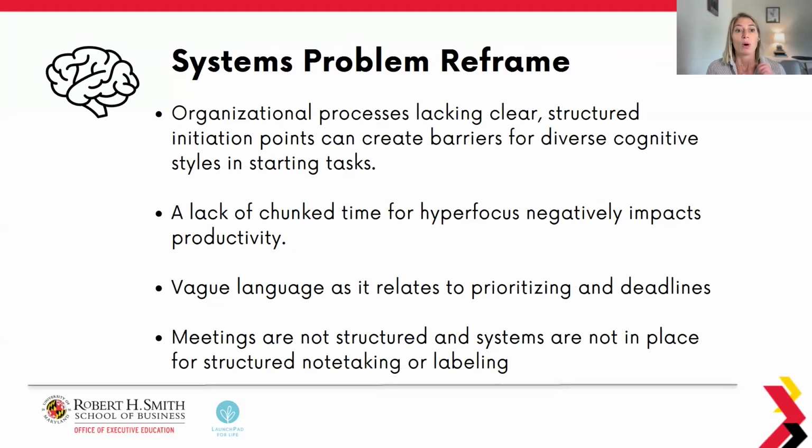So this is a systems problem reframe. Organizational processes lacking clear structured initiation points can create barriers for diverse cognitive styles in starting tasks. A lack of chunk time for hyperfocus negatively impacts productivity, leading to bad time management. Vague language as it relates to prioritizing deadlines. So if your organizational structure is you have an employee that's reporting to multiple managers, how have you at least told the employee, hey, this is how you communicate with us to self-manage, but what's the plan for that? Because that's a lot to put on somebody who is especially junior level. It's very hard to say, I don't have time to do that, or I'm not going to make these deadlines. So just make sure that for all the managers that person is working with, there's some sort of streamlined protocol for communication along those lines.